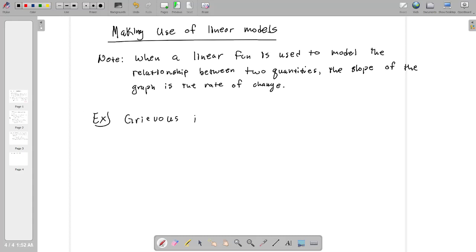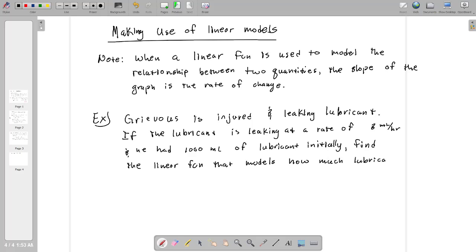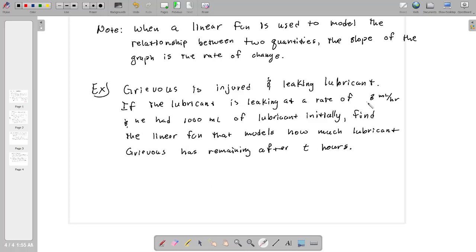Example. Grievous is injured and leaking lubricant. If the lubricant is leaking at a constant rate of 3 milliliters per hour, and he had 1,000 milliliters of lubricant initially, find the linear function that models how much lubricant Grievous has remaining after t hours. Grievous is leaking 3 milliliters per hour. So this is actually going to be our rate of change, which is going to be our slope. And he had 1,000 milliliters to start.